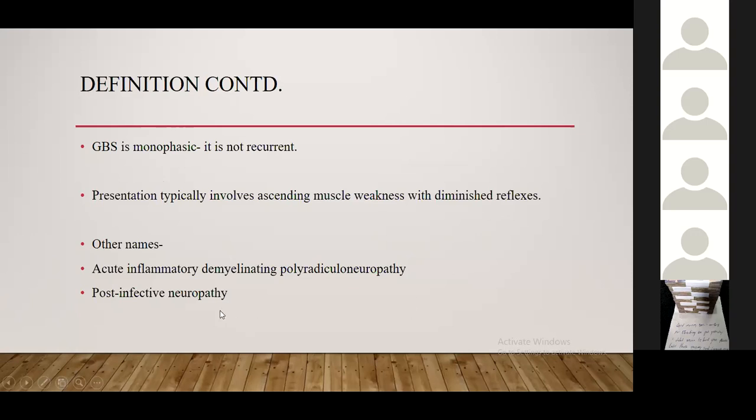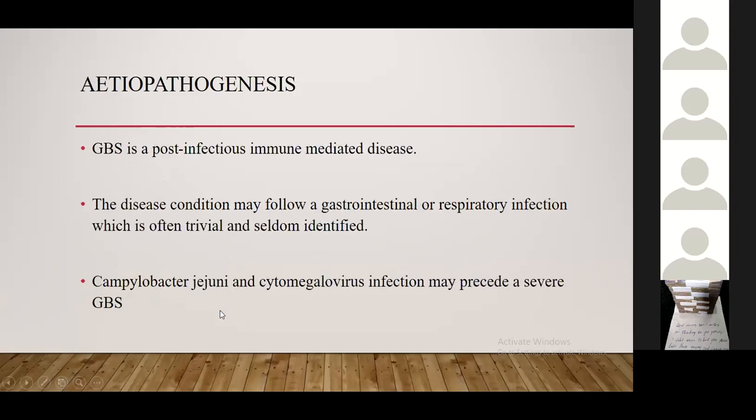Another name is post-infective neuropathy, and that points us to our etiopathogenesis. For you to develop Guillain-Barré syndrome, most patients would have a prior infection, maybe a gastrointestinal infection or respiratory tract infection. Organisms that have been culprits for Guillain-Barré include Campylobacter jejuni, which we know causes GI infections, and cytomegalovirus infection.